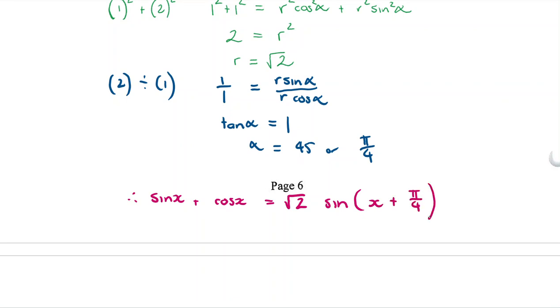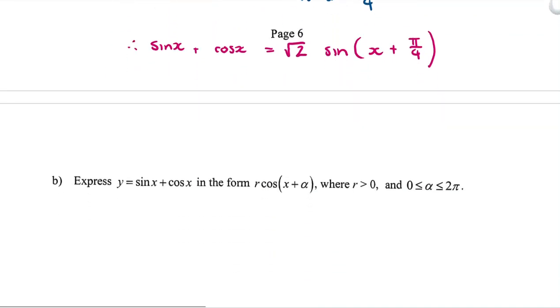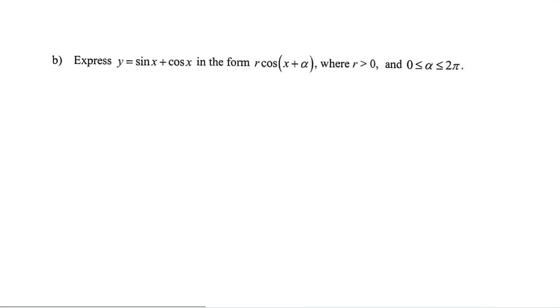Couldn't it be 5 pi over 4 as well? Because you've moved it along. Yeah, because you've got all those different phases. Yes, you could move it to different places. Yes, be careful of that. Let's do the next one because you'll see what I mean. We are going to find ones that aren't acute angles, yes.